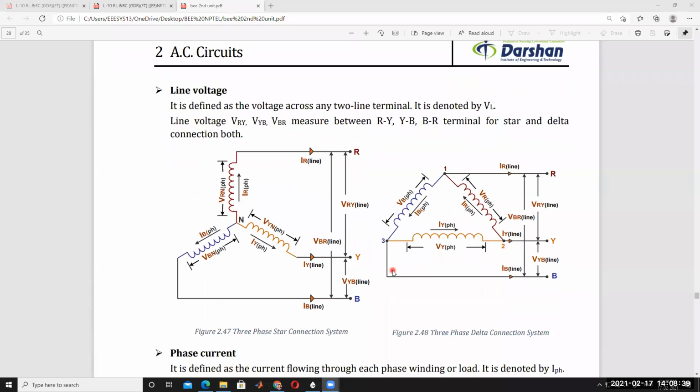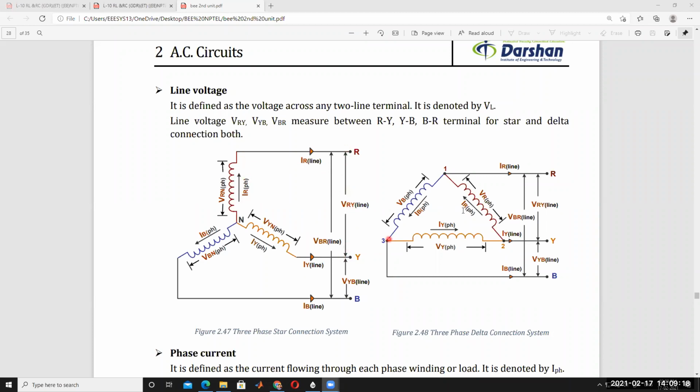Okay, based on the connection, the line voltage and phase voltage are different, and line current and phase current also change. Okay, this is called star connection. This is called delta connection. For star connection, the line voltage is the voltage between this line and this line, called line voltage VRY. But the phase voltages are VRN and VYN. So here phase voltage, here phase voltage. That's why the phase voltage is not equal to the line voltage in a star connected system.